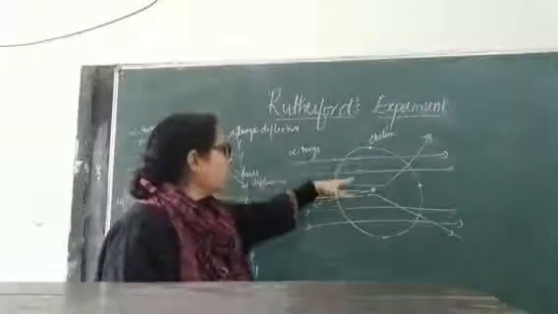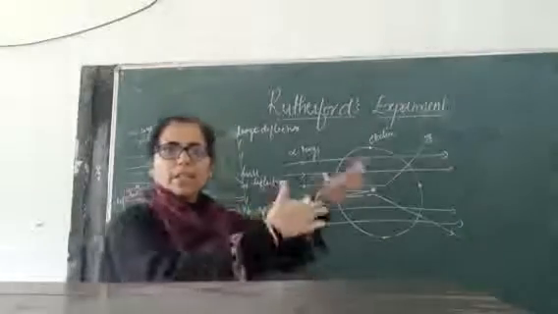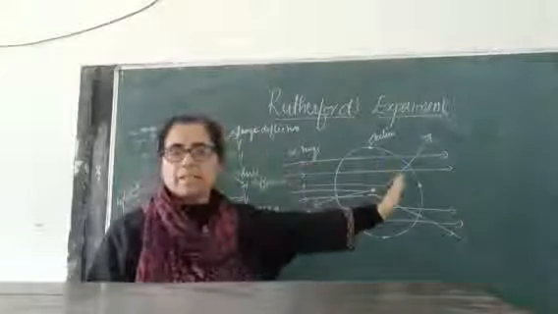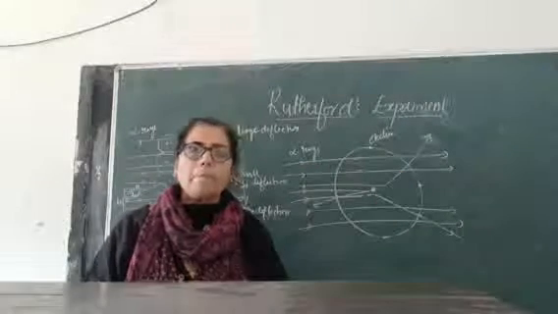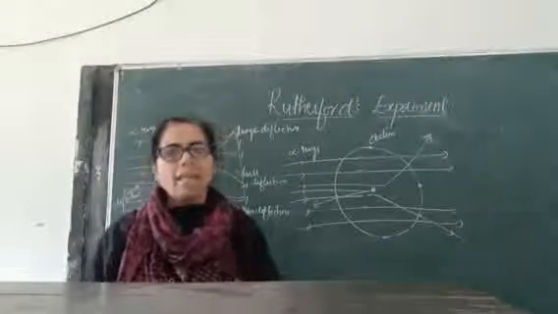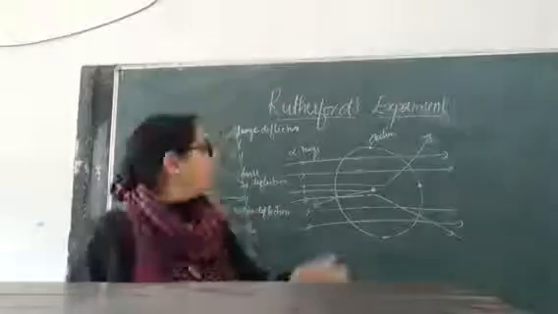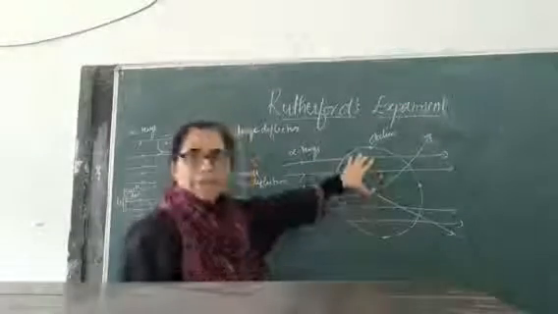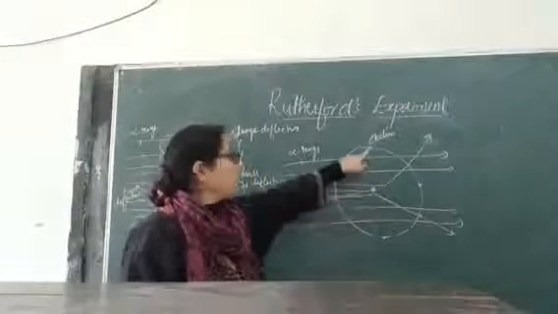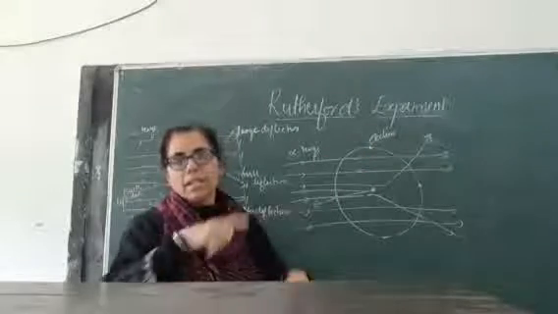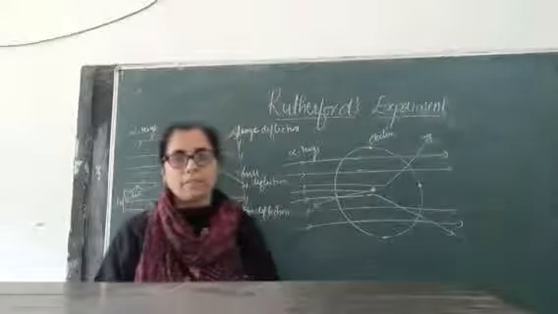And the rest of the rays which were going straight without any hindrance, he concluded that the maximum part of the atom must be empty. There must be an empty space between the nucleus and the electron that is revolving around in its valence shell.